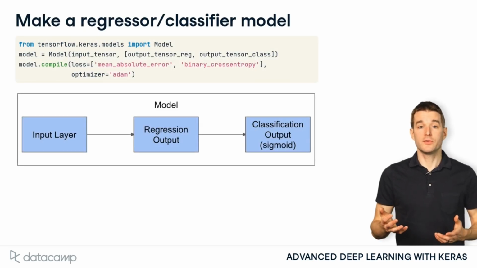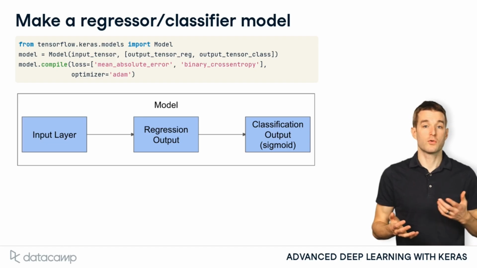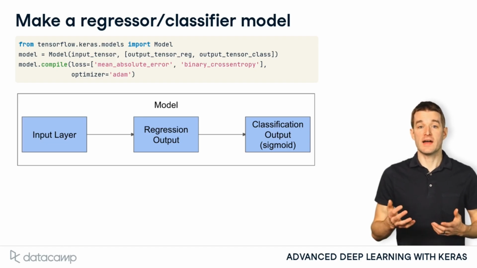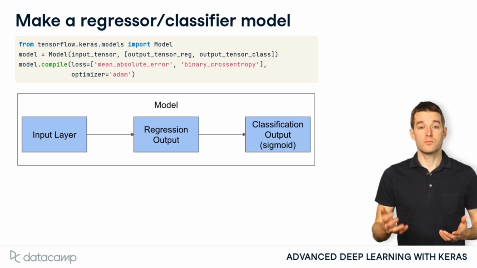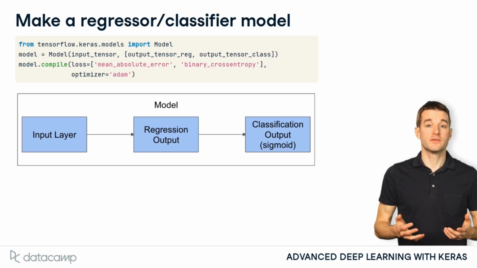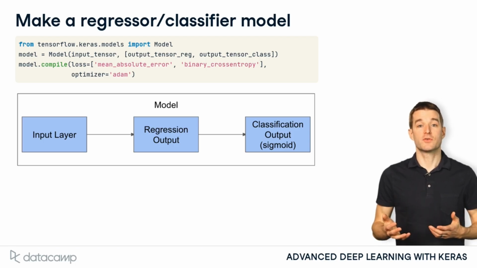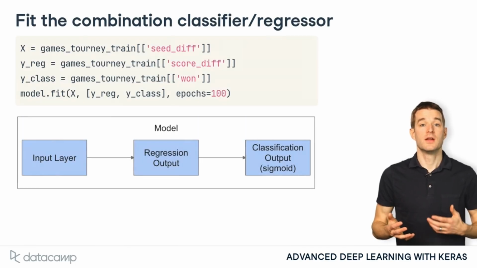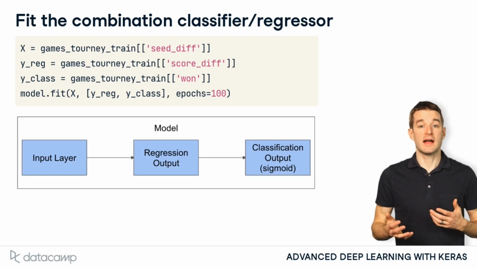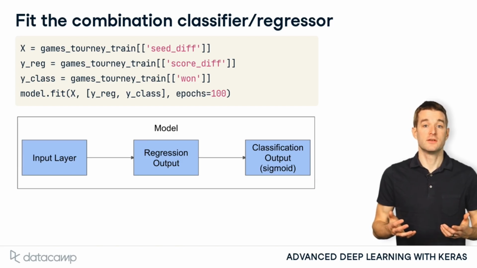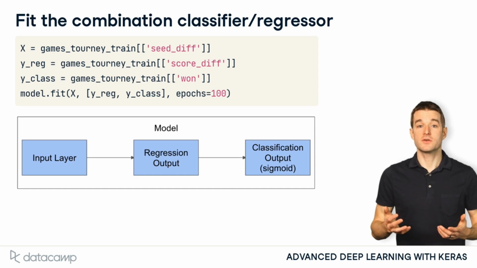With 2 output models, each output needs its own loss function. For this model, I've specified 2 different loss functions, one for the regression model and one for the classification model. As with all the models in this course, I used Adam for the optimizer. To fit the combination classification regression model, you must provide the Y data as a list. Recall that this is similar to the way you built 2 input models in Chapter 2.